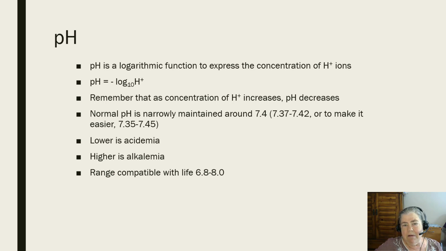If you get more than about a half of a pH degree away from 7.4, you are getting very close to death. So 6.8 to 8.0. Remember 7.4. Recognize that if you saw a pH of 7.3 or 7.2, it would suggest acidosis. A pH of 7.5 or 7.6 would be alkalosis, or acidemia or alkalemia.